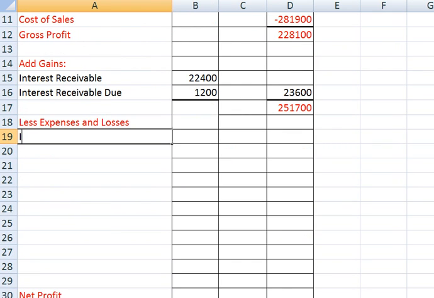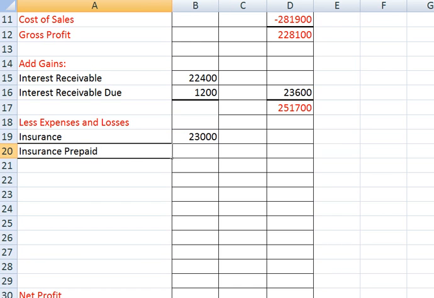And the first expense I see is insurance, but again there is an adjustment on this. So the insurance figure is 23,000. However, this company has insurance prepaid, i.e. it has paid insurance, but some of that insurance does not belong to this financial year, which ends on the 31st of the 12th 2010. It belongs to the next financial year. Therefore we shouldn't include it in this year's accounts because it does not belong here.